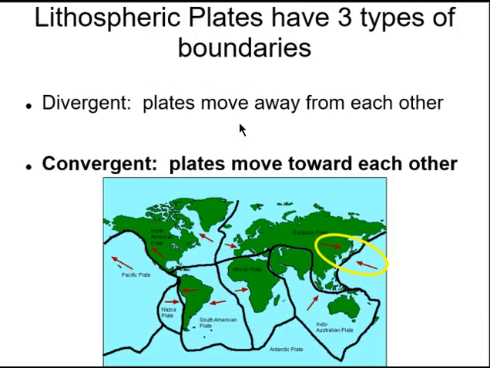The second type of plate boundary is called a convergent plate boundary. In a convergent plate boundary, plates are moving towards each other or converging. So I've highlighted an area here. So here is a plate boundary. So you've got a plate on the left side, a plate on the right side, and you can see that the arrows are pointing towards each other, which means that those two plates are running into each other.